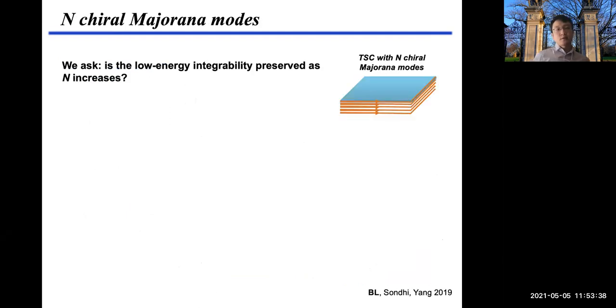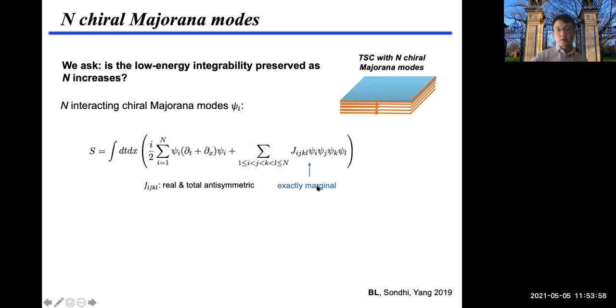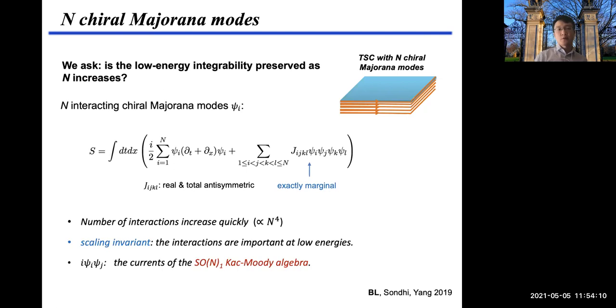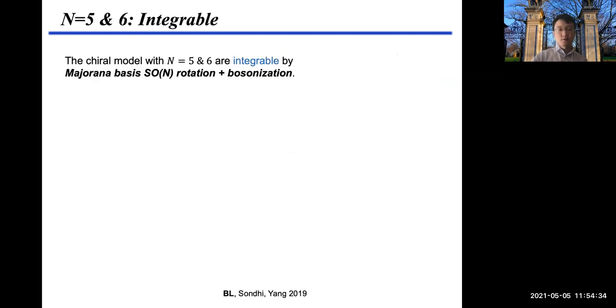So we ask the question then, if we further increase the number of chiral modes, is the low energy integrability still preserved? For instance, we could consider just n copies of chiral topological superconductor, which have n chiral Majorana modes. Then in general, one would have all these marginal interactions among any four of the fermions. And the interesting thing is this interaction is exactly marginal, just as in the example of n = 4, they modify your velocity, and this is independent of the energy scale. The number of interactions would increase quickly as you increase the number of flavors. And one could alternatively write this as an SO(n) level 1 Wess-Zumino-Witten model. This is just a comment.